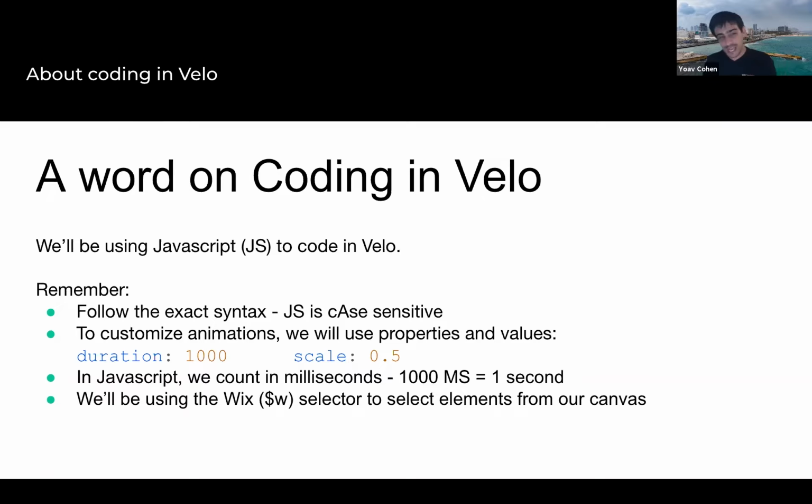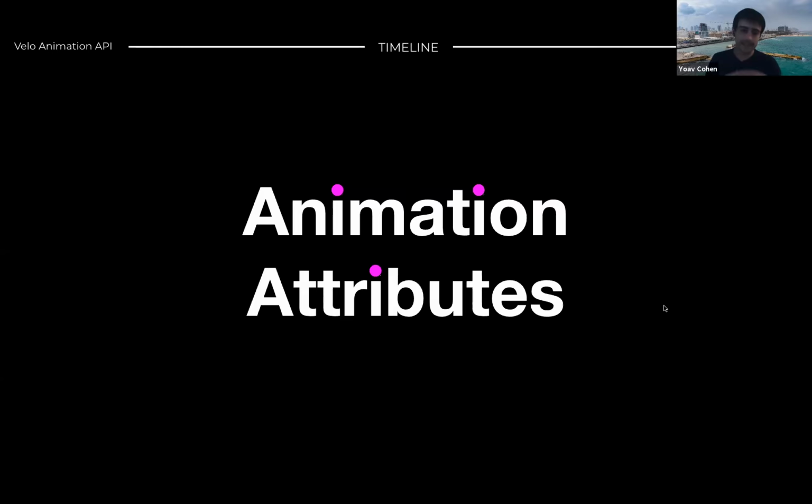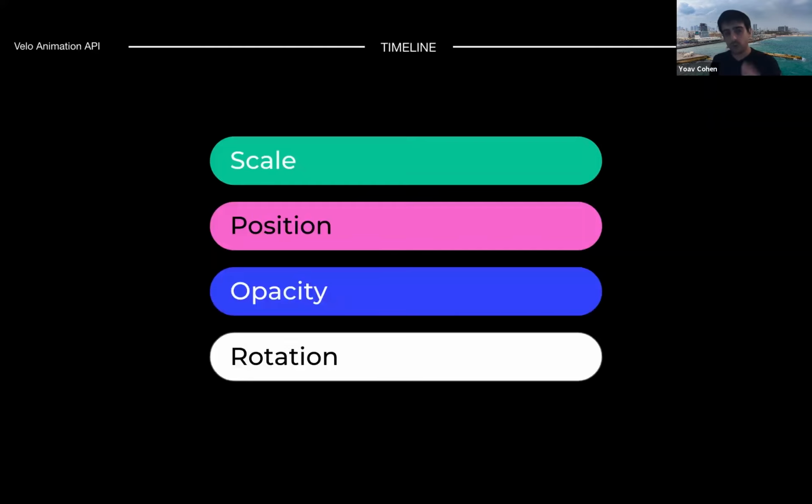So now that we have those down, we understand a little bit about how we'll be coding. Let's look at the attributions that we can use in order to create our animations. We have 4 main attributions that we'll be going through briefly, reviewing what they do, how to use them, and then we'll see in a couple of minutes how to implement them. So you see already the 4 of them on the screen. We have scale, we have position, we have opacity, and we have rotation.